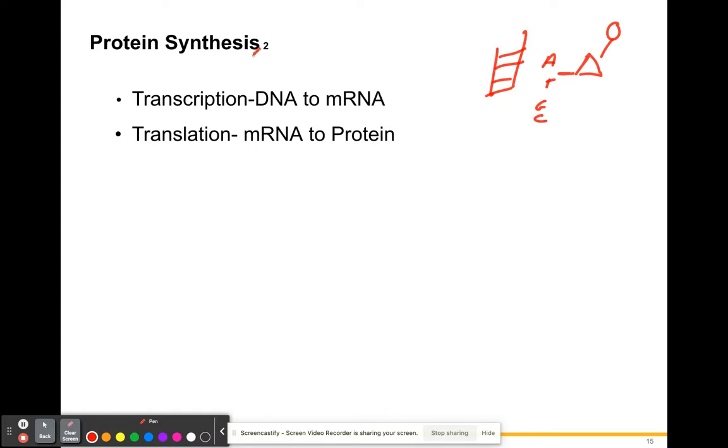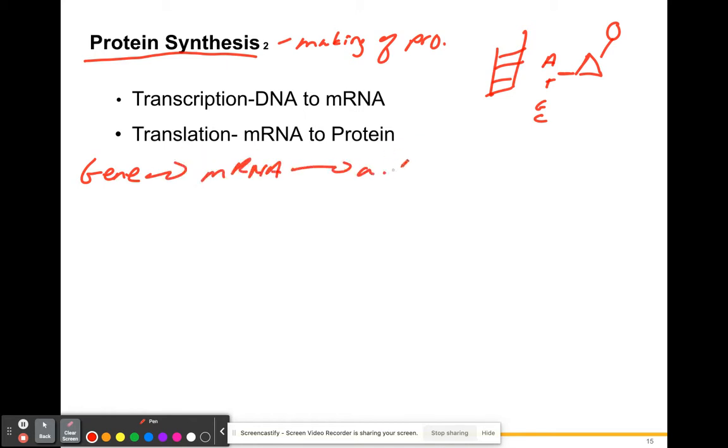One way that your cell uses it is called protein synthesis. This is the making of proteins. That's what synthesize means, making of proteins. There are two steps to make proteins. We have something called transcription, and we have something called translation. So I'm going to draw this one more time. It goes from gene to mRNA to amino acid to protein. I don't want to get too deep into this because I don't think it's necessary for this course.